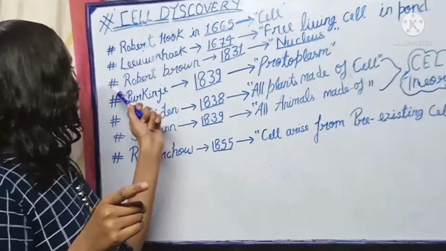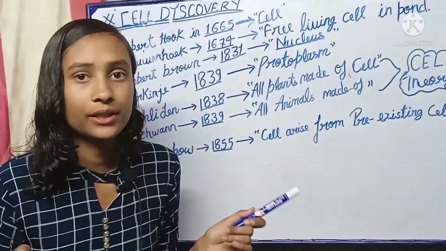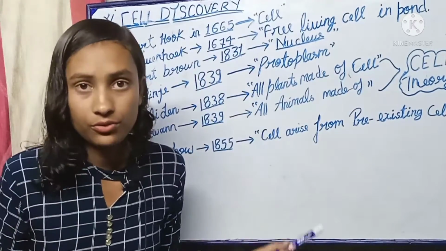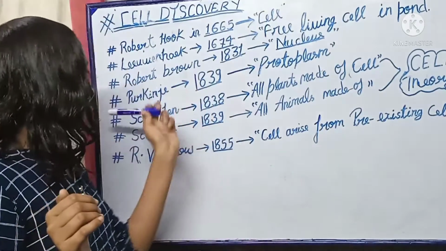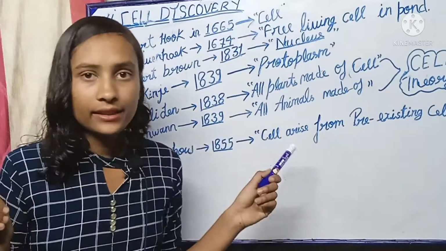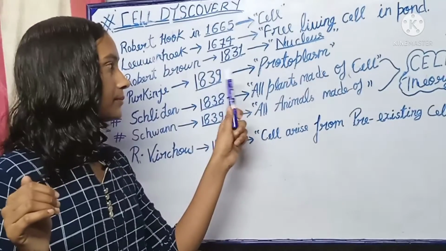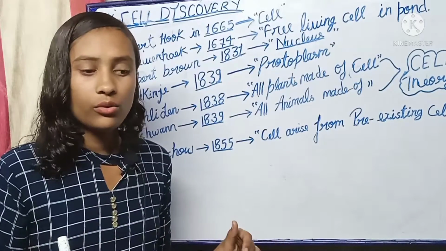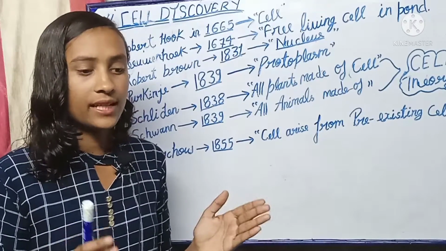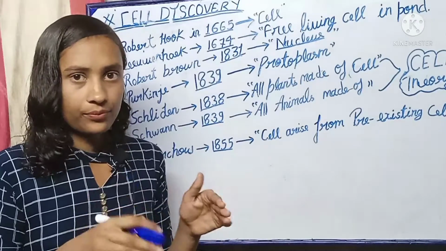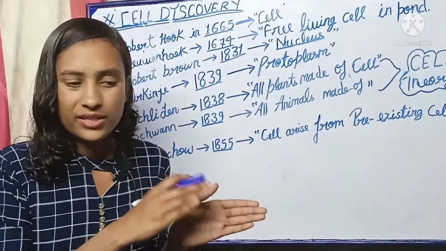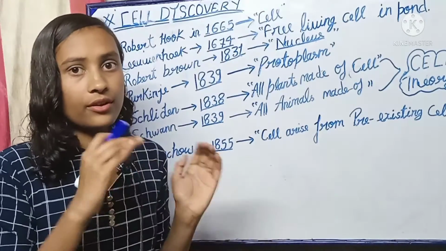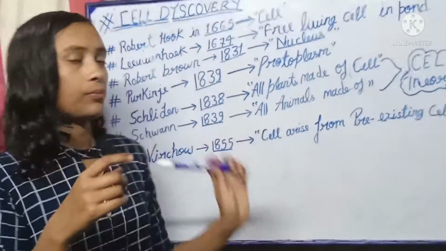Okay, next is Robert Brown. In 1831 Robert Brown came, and he discovered the nucleus. After that Purkinje in 1839 came and discovered protoplasm. What is protoplasm? For now protoplasm is a new word for you. Basically protoplasm means the cytoplasm and nucleus, both together, and with both of them consisting of it, the name protoplasm was given.